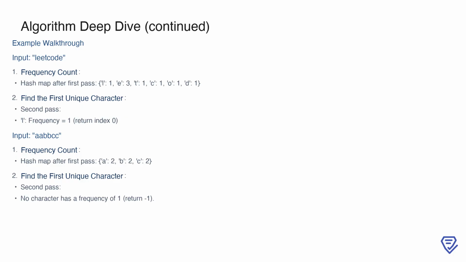Now consider the input aabbcc. After the first pass, the hash map is A2, B2, C2. In the second pass, we find that no character has a frequency of 1, so the algorithm returns -1. These examples demonstrate how the algorithm handles both cases with and without unique characters effectively.